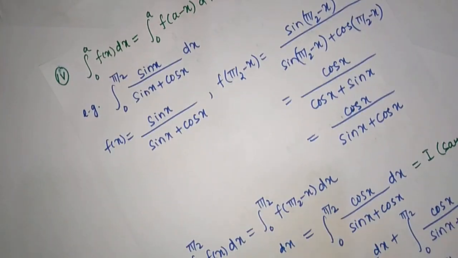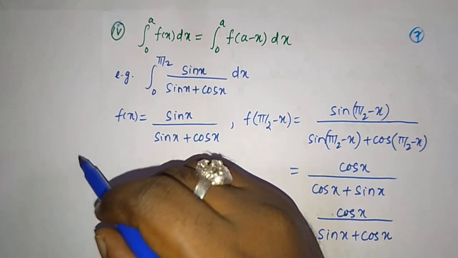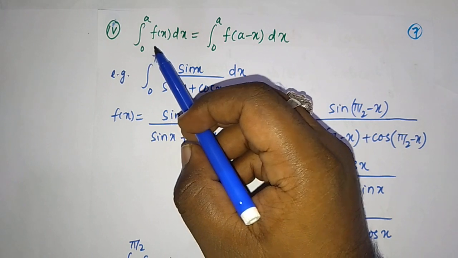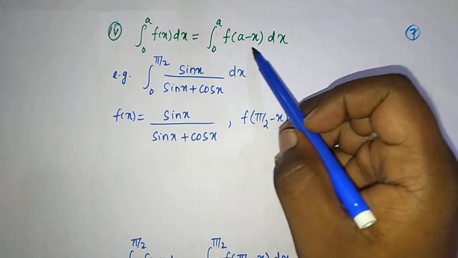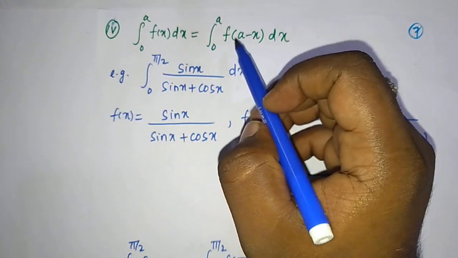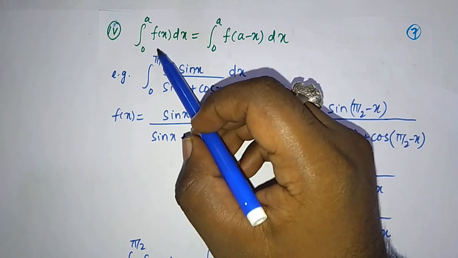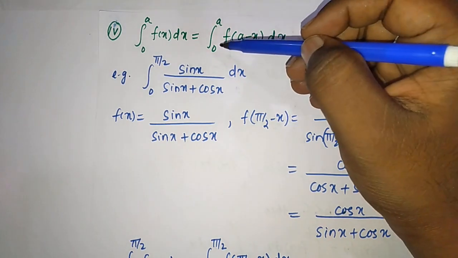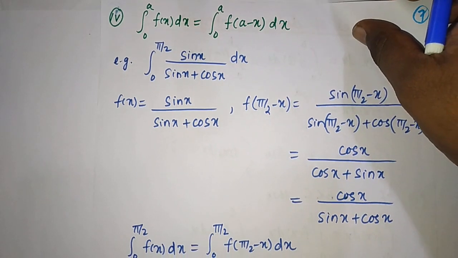Now see, the next property is a very important property. See carefully, integration of f of x from 0 to a is the same as integration of f of a minus x from 0 to a. Both are the same. You can see here f of x is there and here f of a minus x is there. What is a? A is the upper limit. Okay, we will discuss examples on this property.